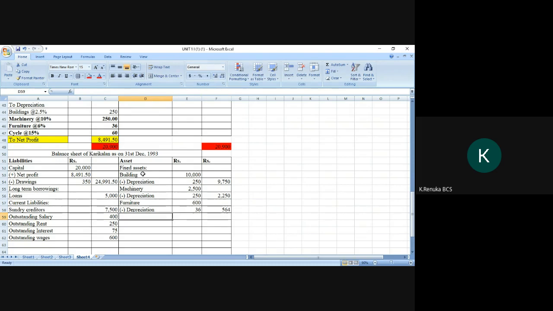After furniture, we have got cycle. Cycle is a fixed asset. So for that, we are going to calculate depreciation. So cycle value is 400. Depreciation is 60. So balance 340 to be placed in the outer column. So first, we have all completed with the assets, that is fixed assets.